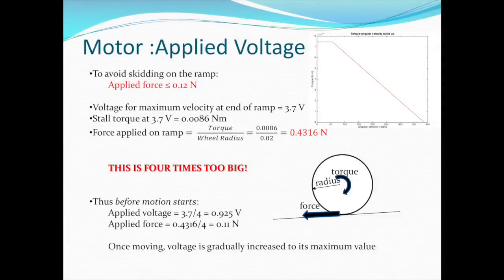The initial torque applied by the motor is 4 times too large to avoid skidding. The applied voltage has to be limited, hence the maximum velocity at the end of the ramp will be reduced. Once the wheels are spinning, the voltage will be increased to accelerate along the ramp. This can be visualized in the graph on the top right.